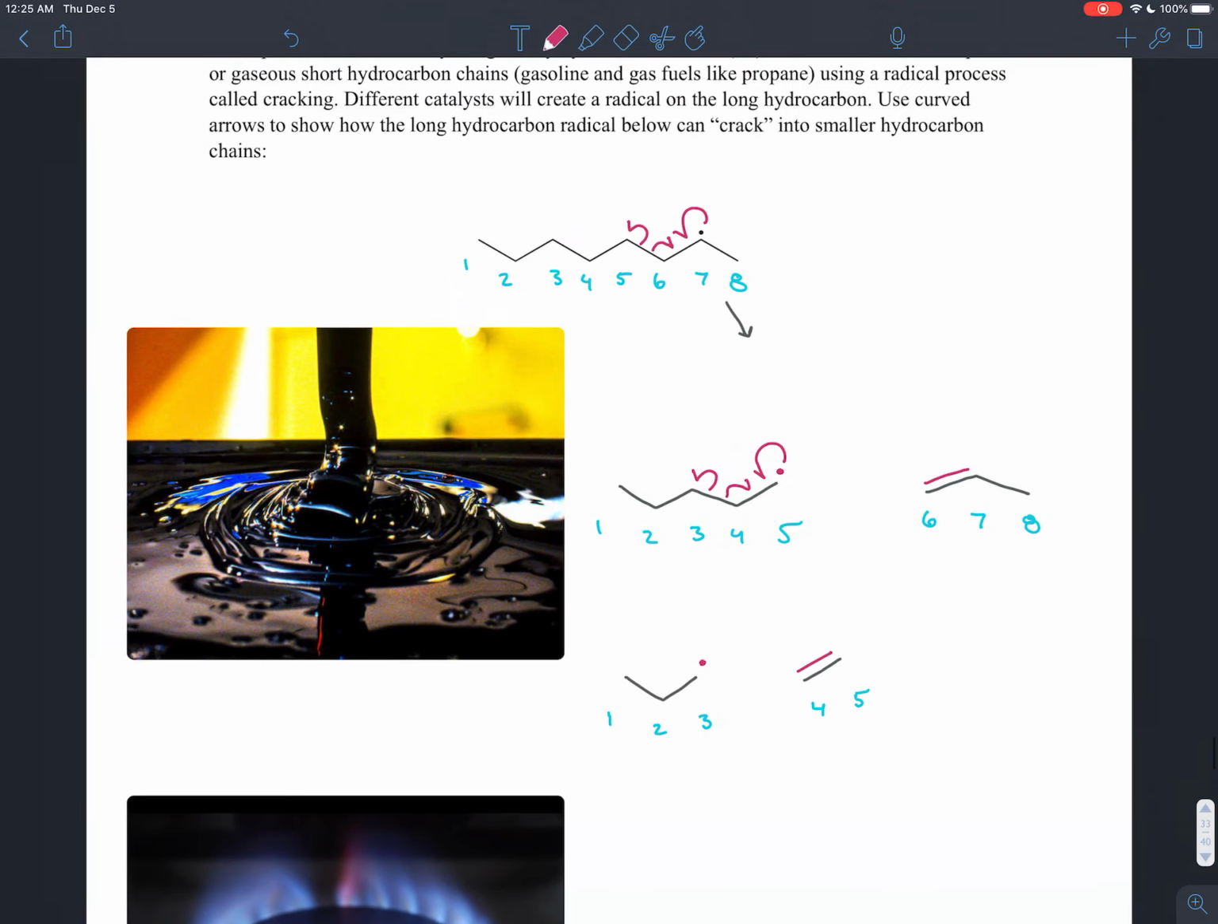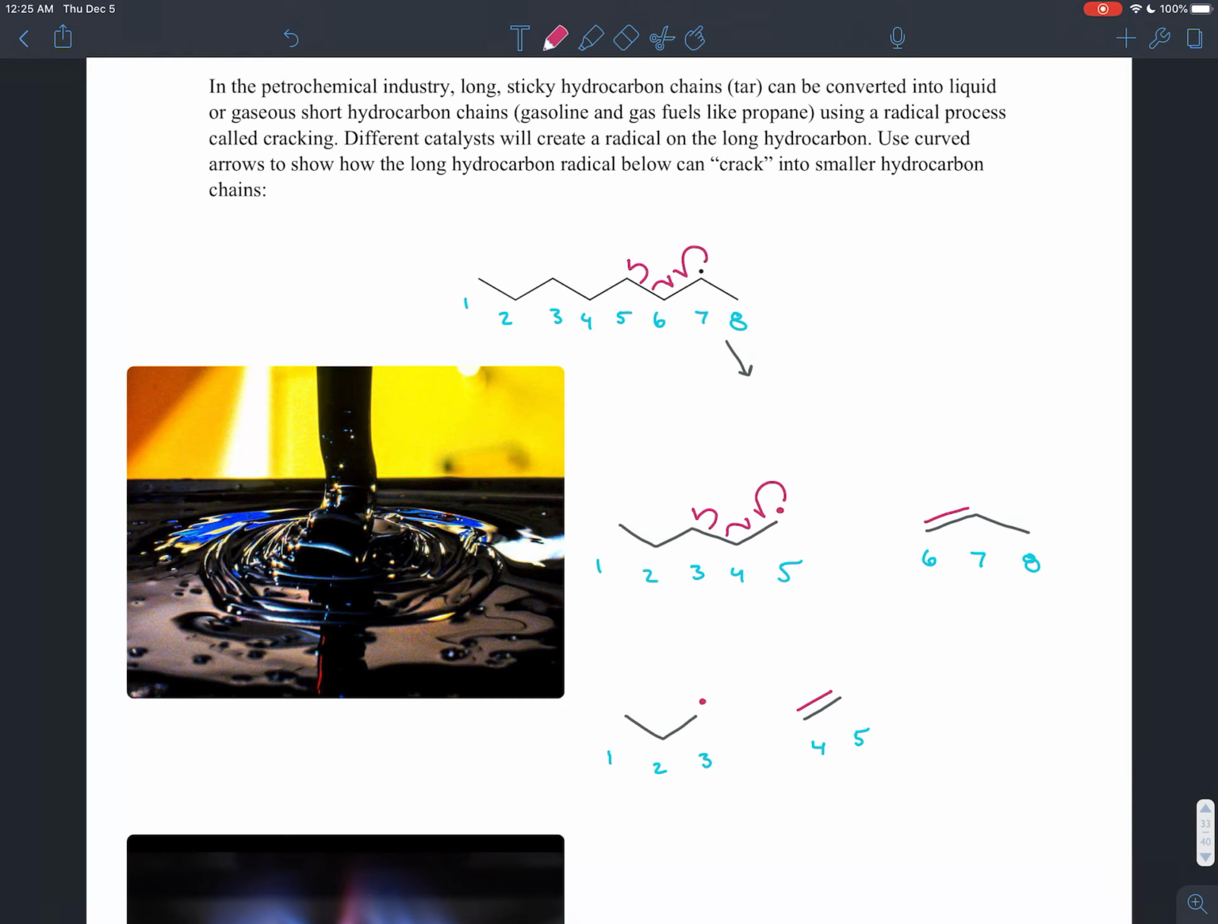So in this exercise, we've seen how you can use these radical reactions to crack long hydrocarbon chains into smaller ones. And the smaller ones are sometimes industrially more useful.